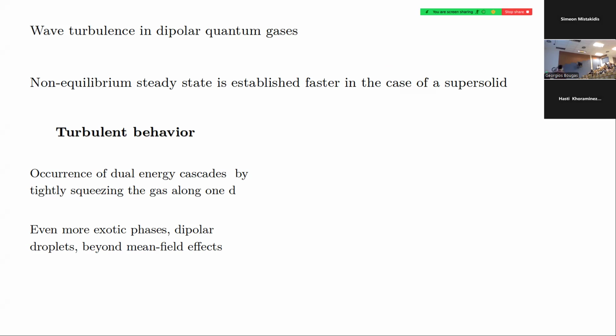And of course, if you remember from the phase diagram, when we changed the interaction ratio, there was another phase on the far left, which I didn't talk about, which are more exotic phases. These are called dipolar droplets. And in these regimes, you have beyond mean-field effects taking place.